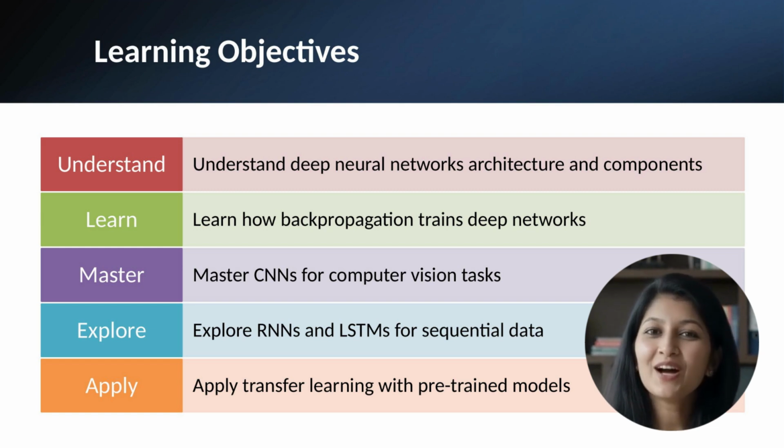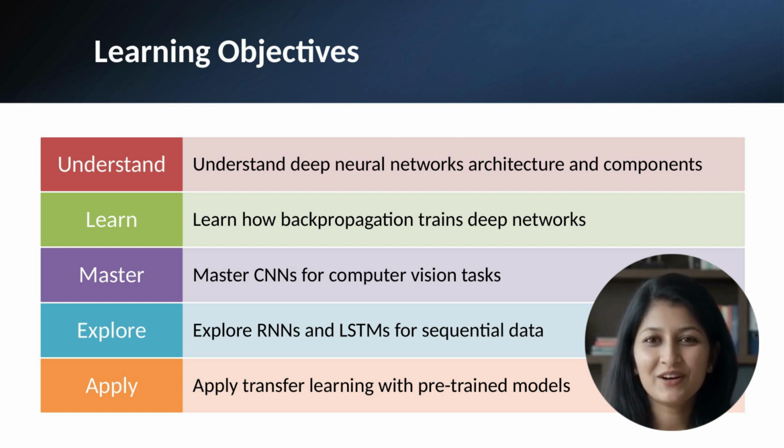Fourth, we'll explore recurrent neural networks and their advanced variants like LSTMs. These networks handle sequential data, text, speech, time series, where order matters and context from the past influences the present. They power language models, translation systems, and speech recognition.